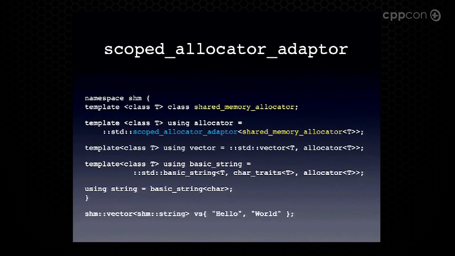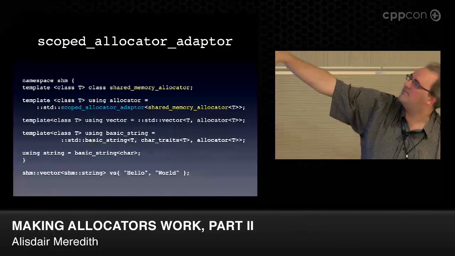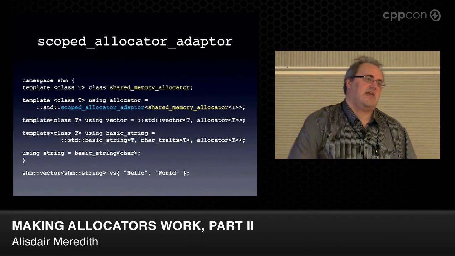Breaking this down into a few slides, it's basically the same slide, I'm just going to highlight the text again. First of all, I'm going to open my own namespace, SHM. I'm going to create my shared memory allocator class, shared memory allocator.